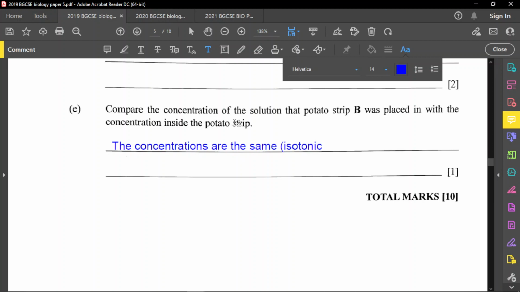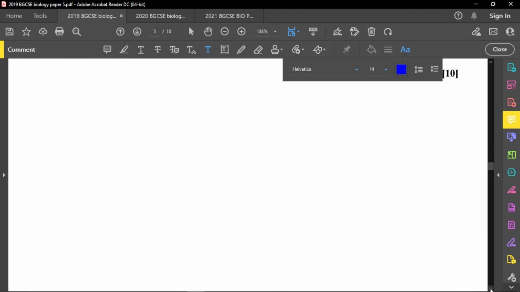The isotonic solution means equal concentration. So what is going into the cell equals what is coming out of the cell. So the concentration outside of the cell and inside of the cell are the same.